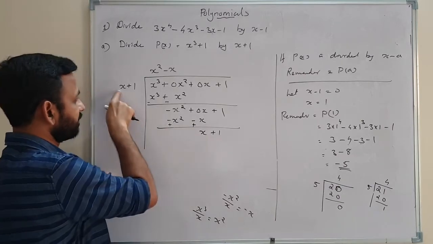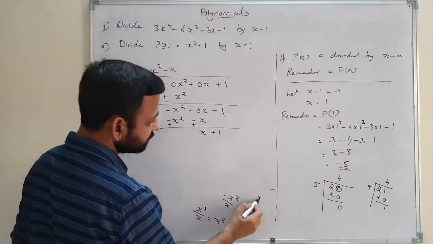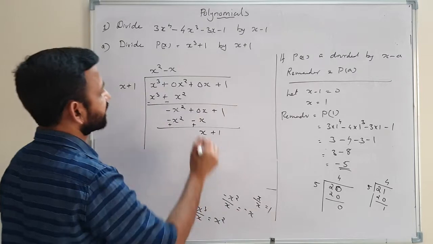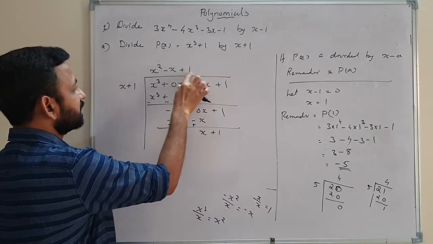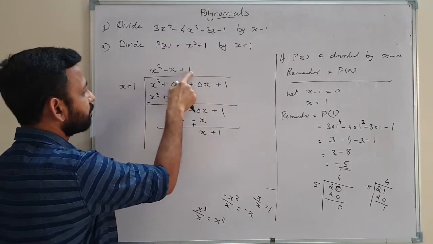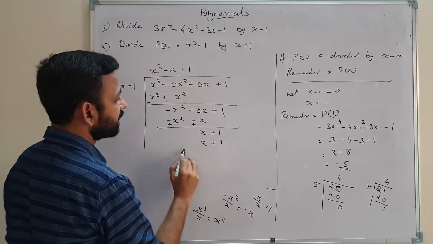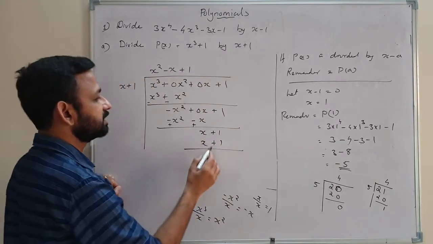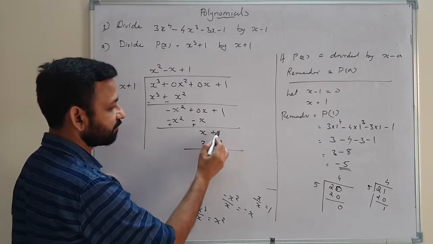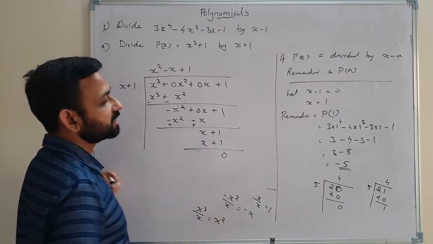Again, first term divided by first term, x upon x equal to 1. So we will write a plus 1. Then multiply both the terms by 1. 1 into x, x, 1 into 1, plus 1. Now we can find the difference. So here x minus x 0, 1 minus 1 0. So the remainder is 0.